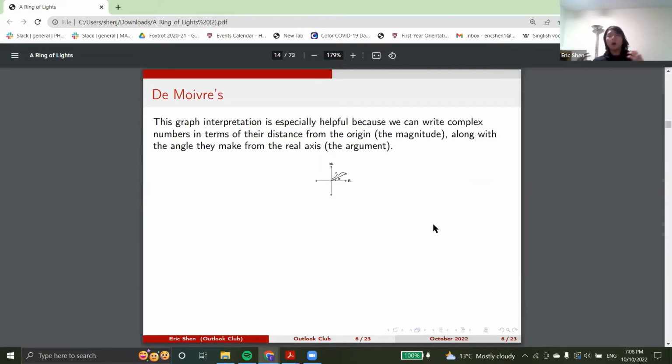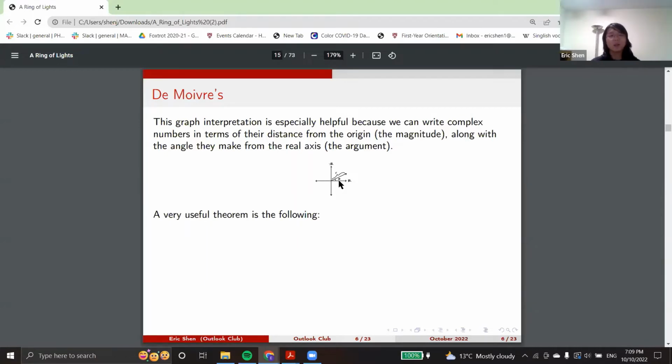Now, why this graph interpretation is very useful is because a great way to think about complex numbers is not in terms of their components on the real and imaginary axes, but in terms of their distance from the origin, also known as their magnitude, along with the angle they make from the real axis, which is their argument. This is the angle you turn them clockwise or counterclockwise away from the positive real axis.